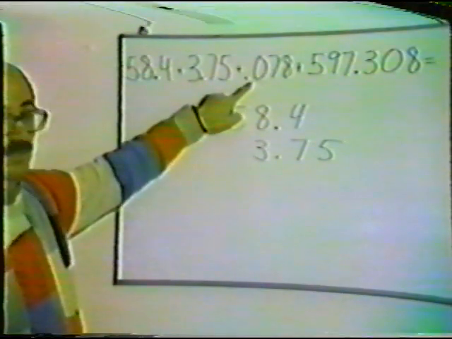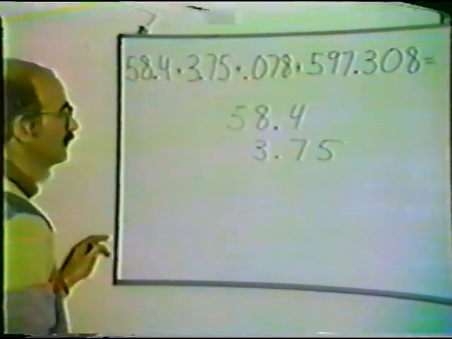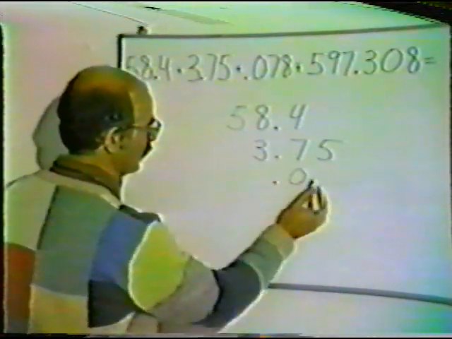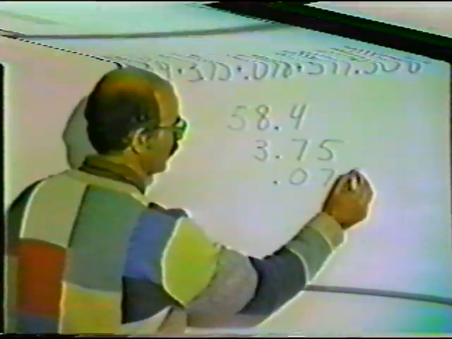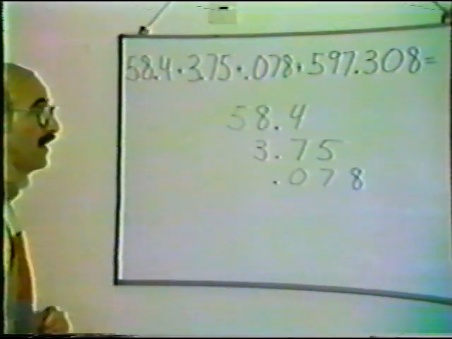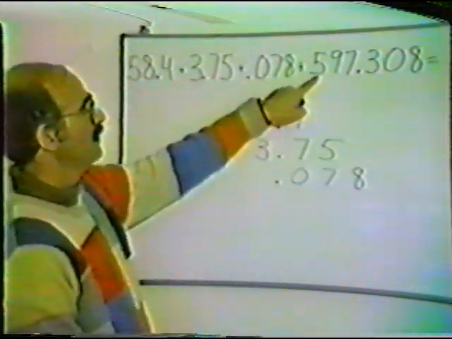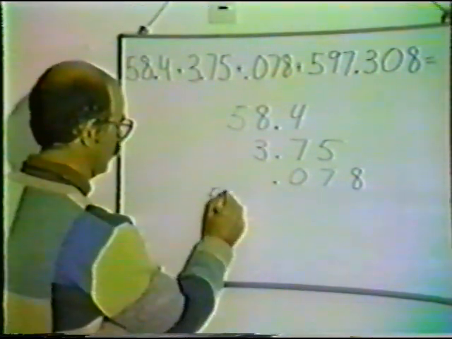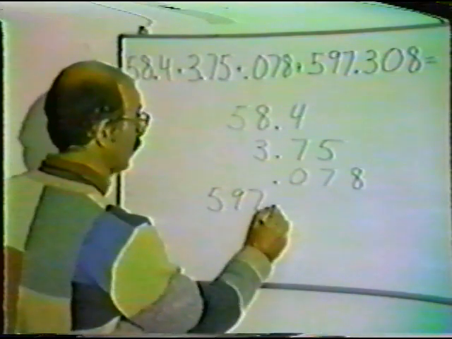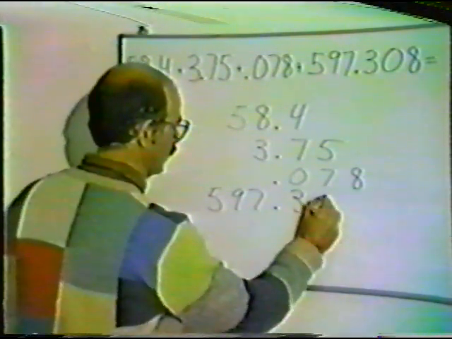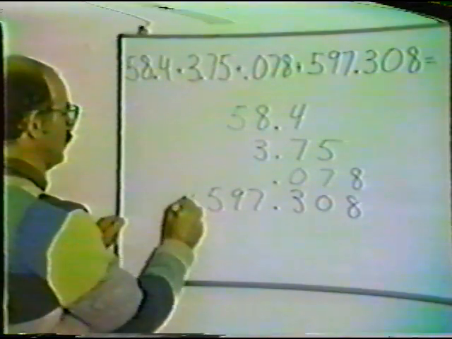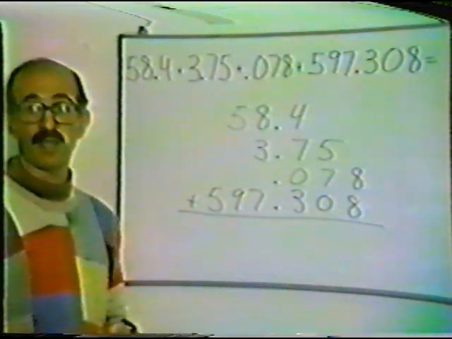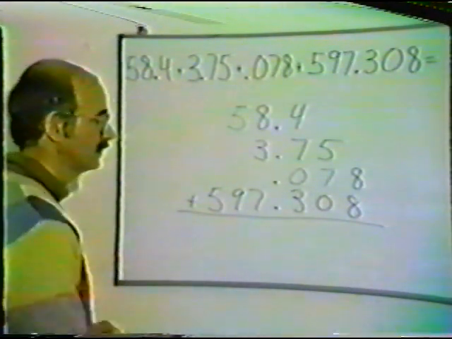Read the next number. 78 thousandths. We have the decimal points lined up, and that way it goes out to the thousandths place. And read for me the last number. 597 and 308 thousandths. Yes, that was exactly right. Now we can go ahead and add them.